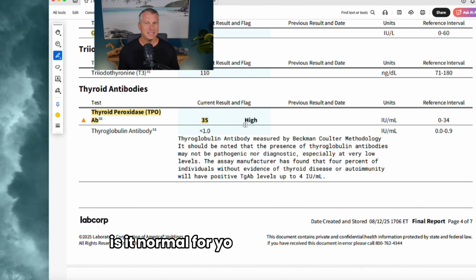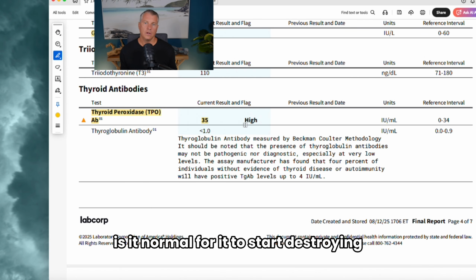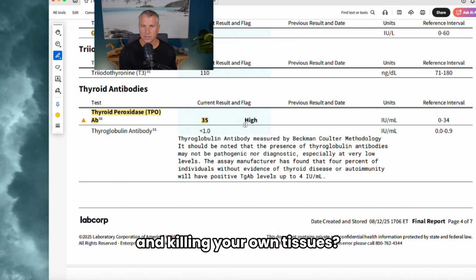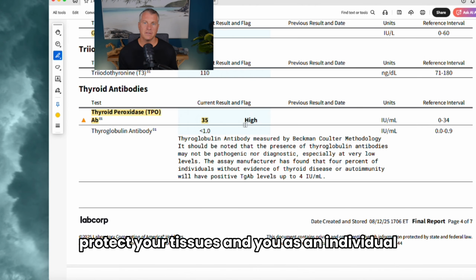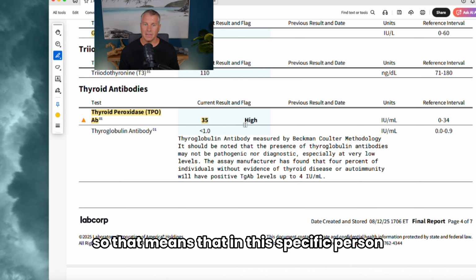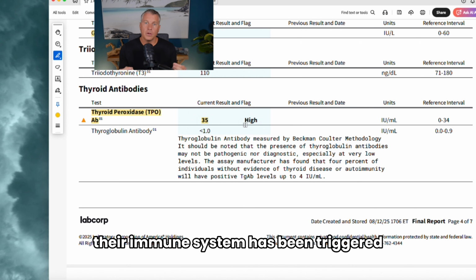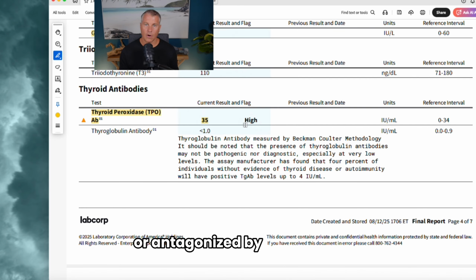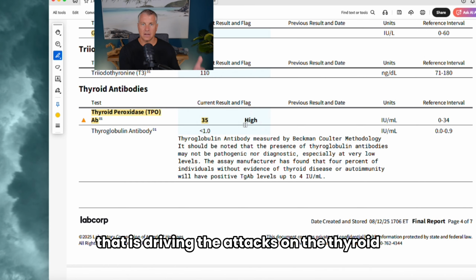So here's my question. Is it normal for your immune system to attack your own body? Is it normal for it to start destroying and killing your own tissues? Of course not. It's there to protect your body, protect your tissues and you as an individual. So that means that in this specific person, their immune system has been triggered or antagonized by something that is driving the attacks on the thyroid.